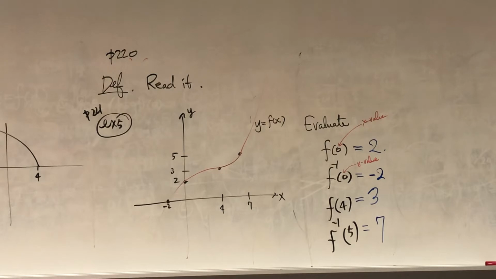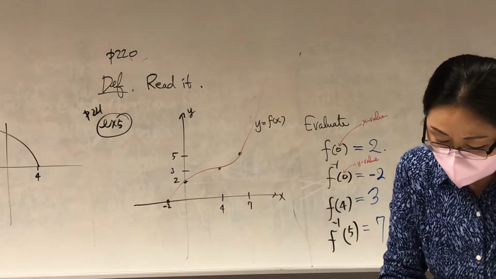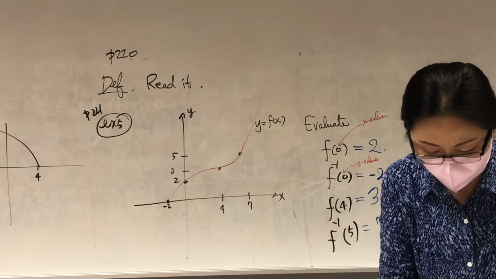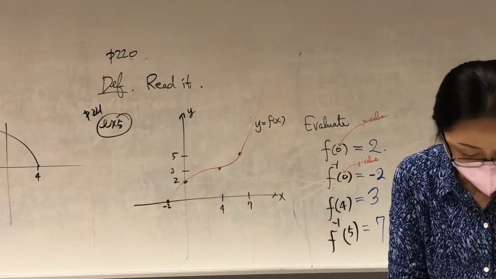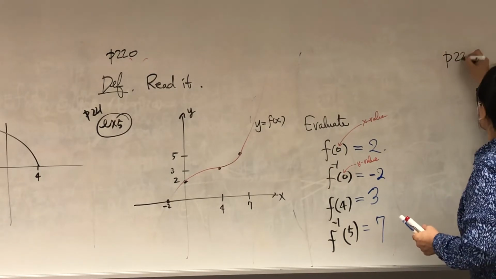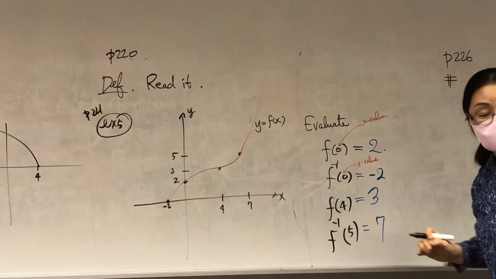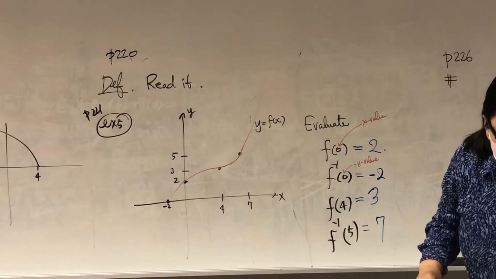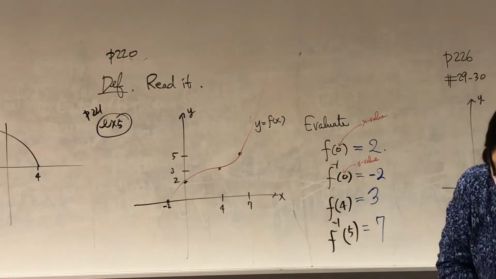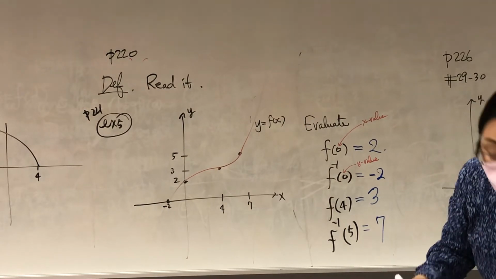Now I want to pick up one problem from the exercises, on page 226, number 29, 30. So you have a graph. The graph is this, with points 6, 4, 4.